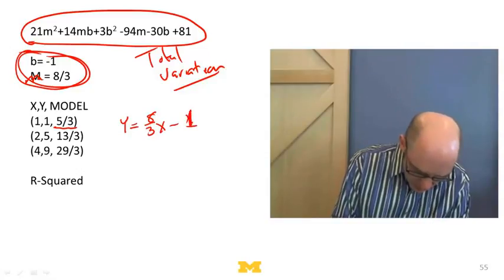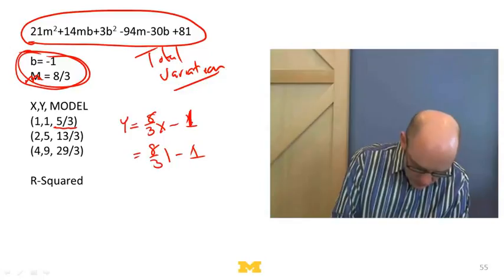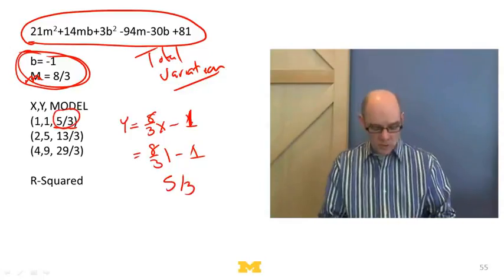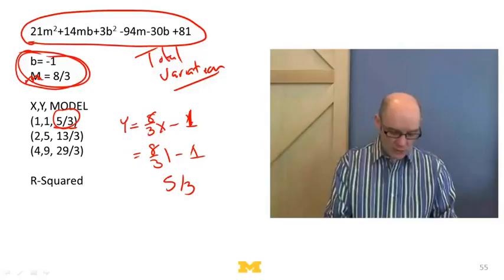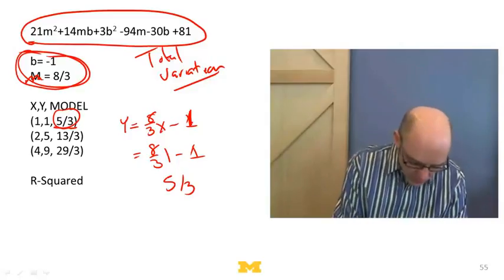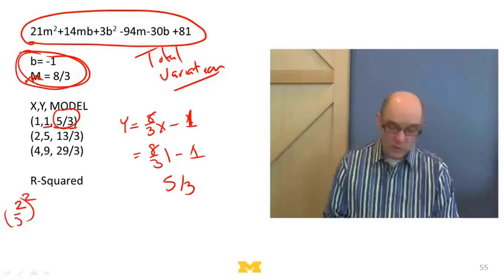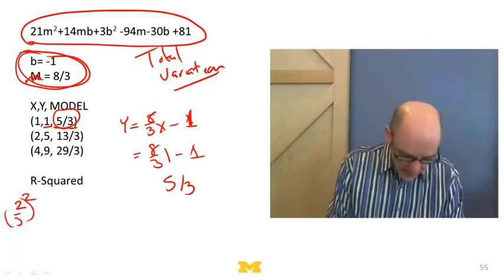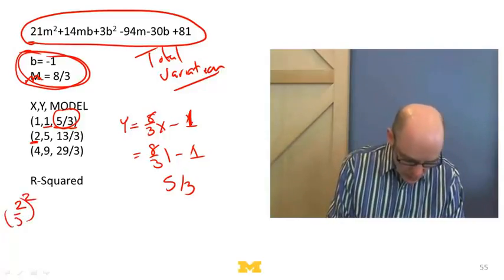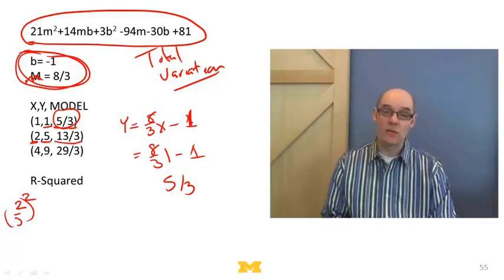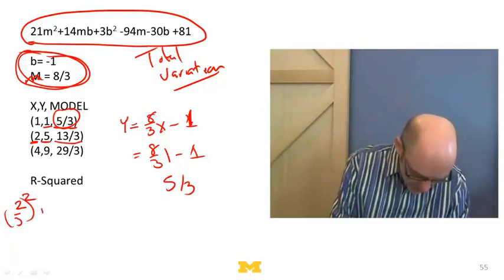So when x equals 1, we're going to get 8/3 times 1 minus 1, so that's going to equal 5/3, right? And the actual value is 1. So if you look at the difference between our prediction and the actual value, it's just going to be 2/3. So the contribution to r squared is going to be 2/3 squared. When we take x equals 2, the real value is 5. Our model, if we plug it in here, is going to give us 13/3. That's also off by 2/3.